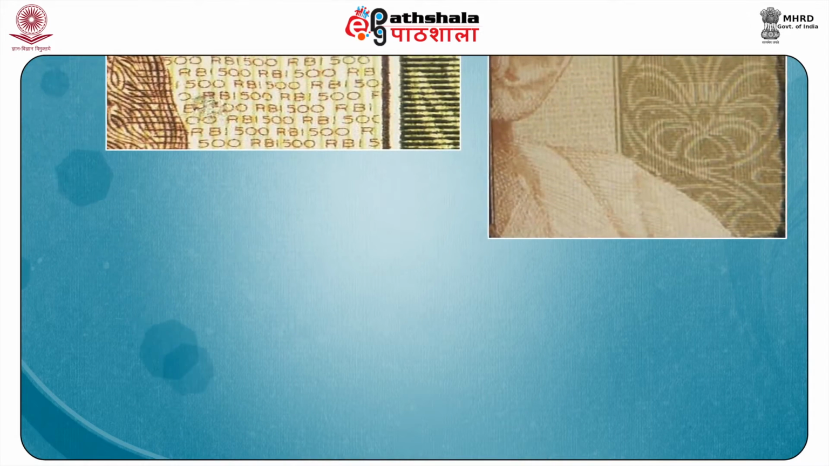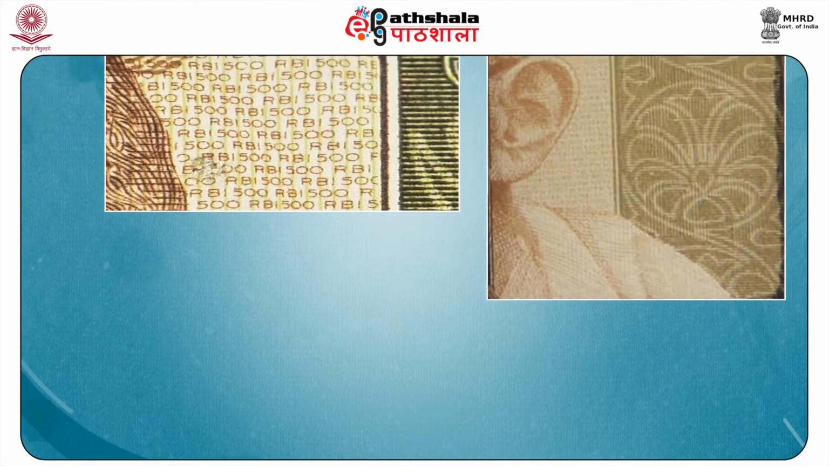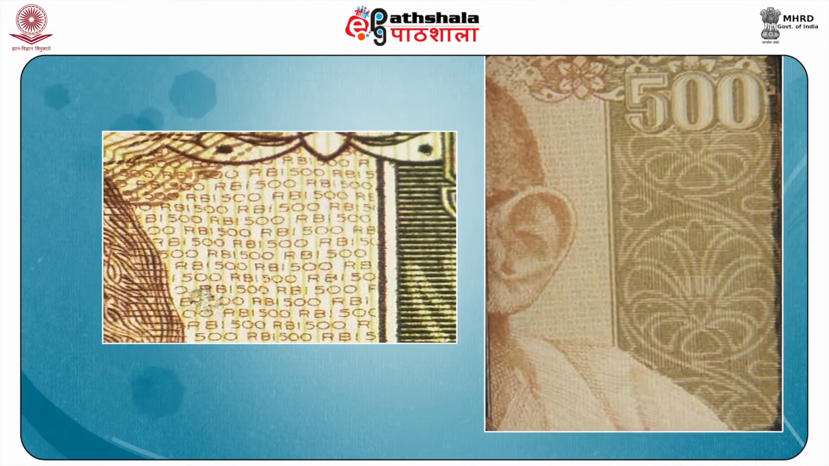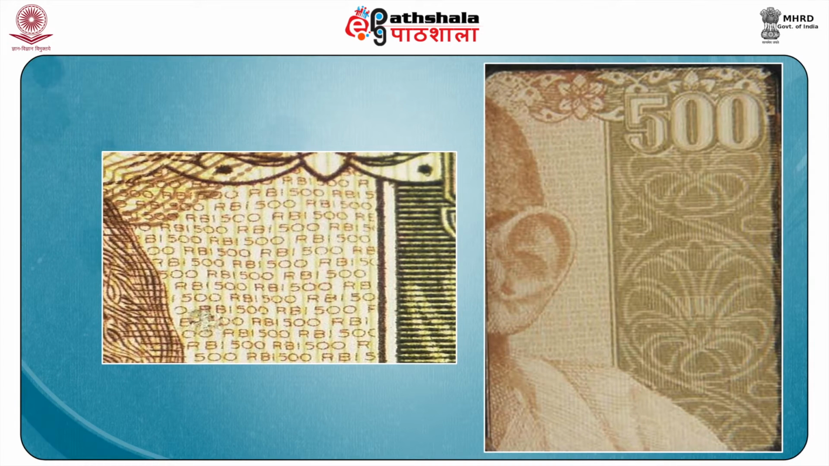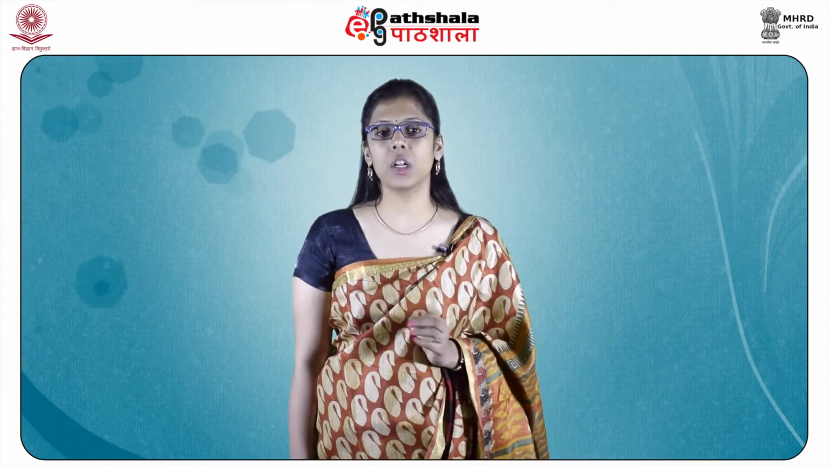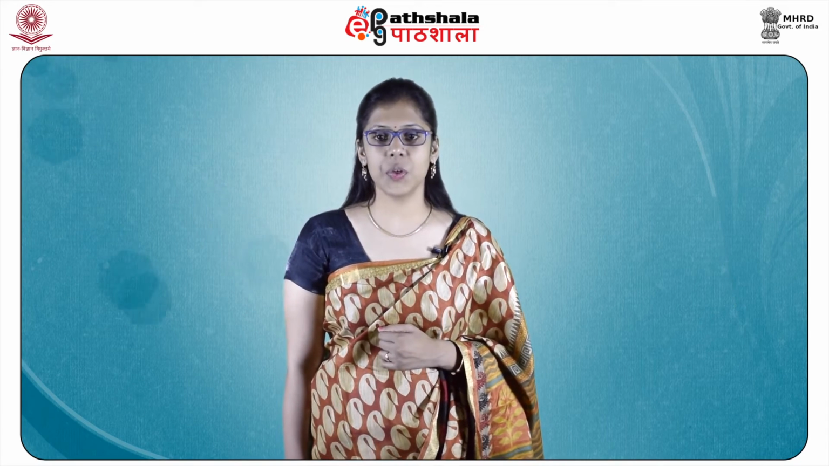Then we have the micro-lettering. This feature appears to the right side of the Mahatma Gandhi portrait. It consists of printed RBI and the respective denomination of the banknote. However, the numeral denomination printing is absent in 5 and 10. This feature can be visualized only under magnification.